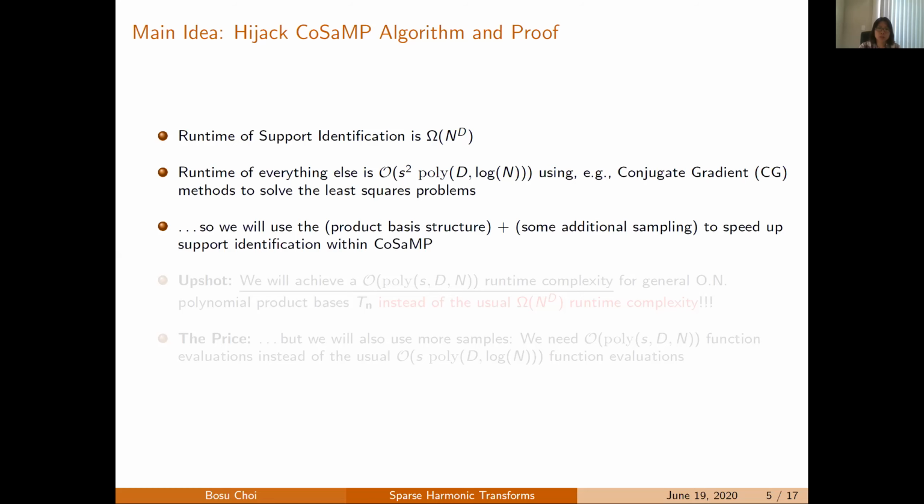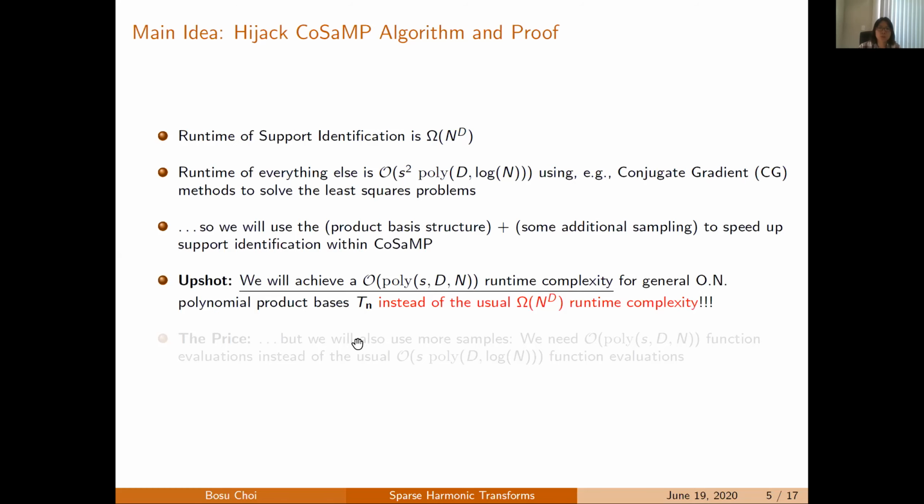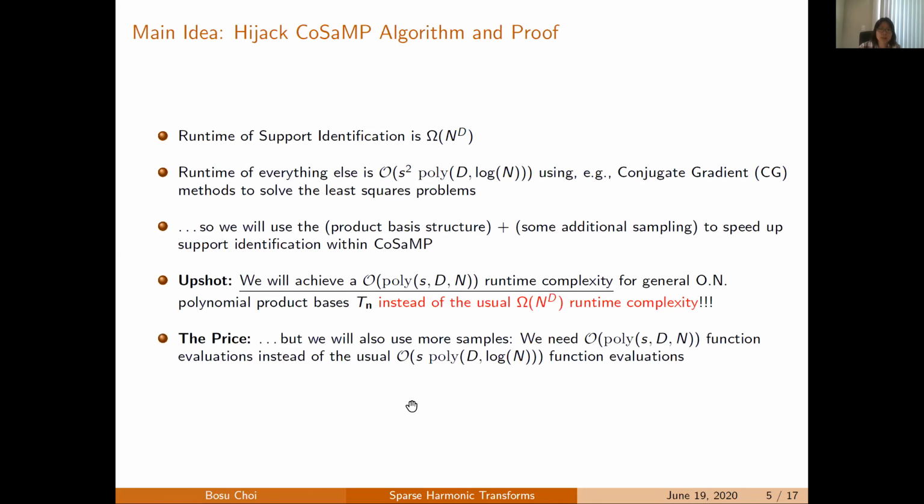In the end, what we could achieve is a runtime complexity polynomial in s, d and n, instead of n^d runtime complexity, for all general bounded orthonormal polynomial product bases. But there is a price to pay. Instead of s times polynomial in d and log n function evaluations, we need to use polynomial in s, d, and n function evaluations.